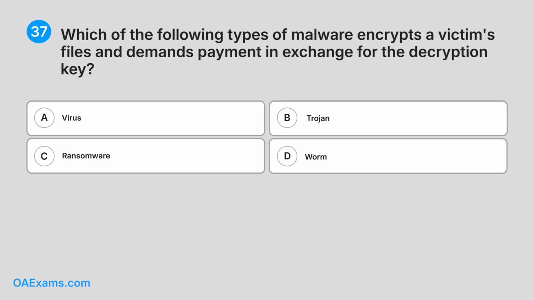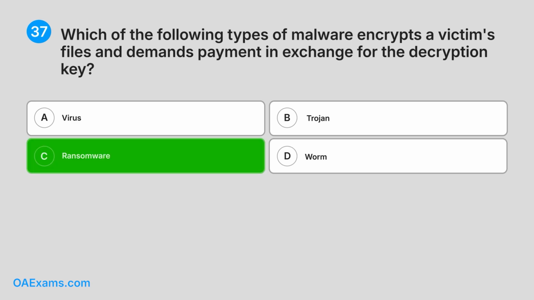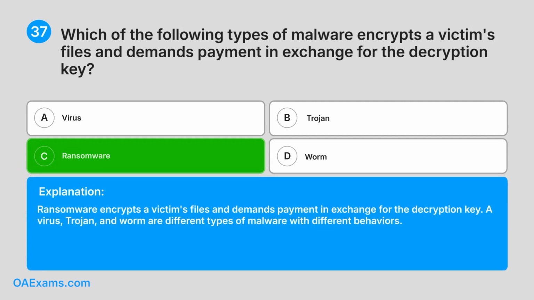Correct answer. C. Ransomware. Explanation. Ransomware encrypts a victim's files and demands payment in exchange for the decryption key. A virus, Trojan, and worm are different types of malware with different behaviors.